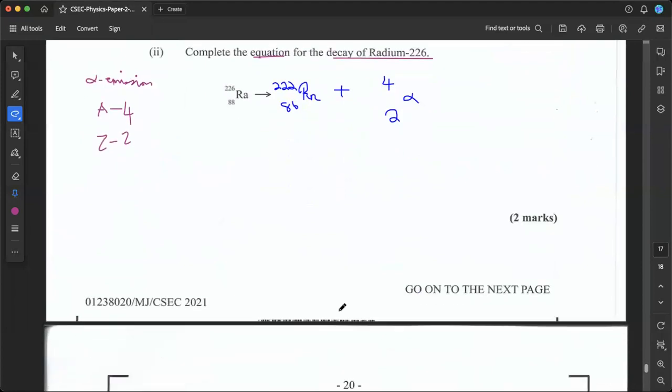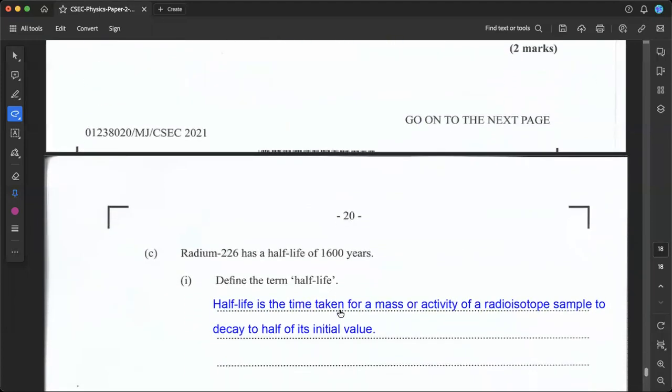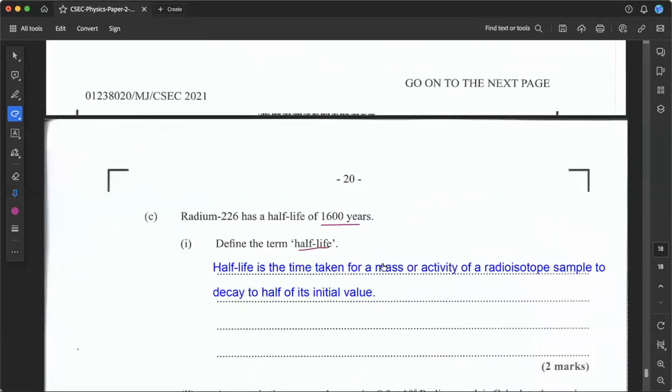All right, so moving along to part C. Part C says that radium-226 has a half-life of 1600 years. So define the term half-life. Half-life is the time taken for a mass or activity of a radioisotope sample to decay to half of its initial value. So if I have 10 grams of radium, it's going to take me 1600 years to get to 5 grams.